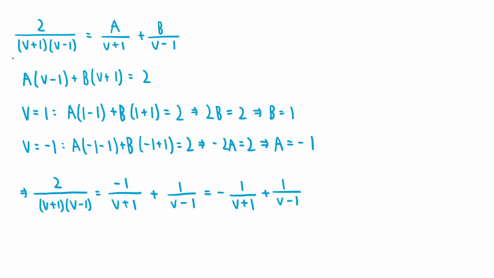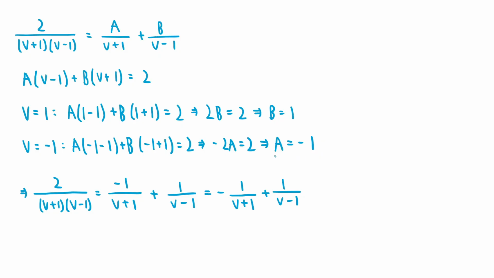If we multiply both sides of this equation by v plus 1 times v minus 1, we end up with a times v minus 1 plus b times v plus 1 equals 2. If we plug in v equals 1 into this new equation, we end up with 2b equals 2, which implies b equals 1. If we plug in v equals negative 1 into this equation, we end up with negative 2a equals 2, which implies a equals negative 1.